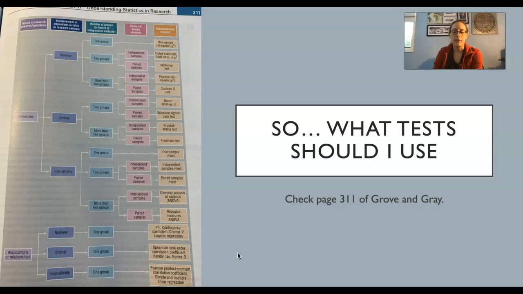So page 311 of your Grove and Gray textbook has a fantastic little chart. I did take a picture of it. I wasn't able to find the nice version of it on the internet. So here it is, but if you would like to see it a little bit more clearly or a little larger, it's on page 311.